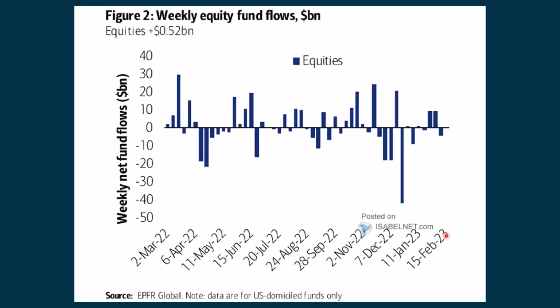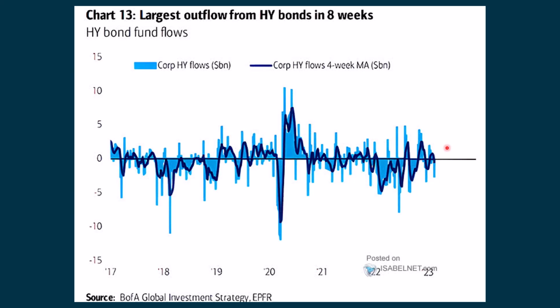This chart is suggesting the weekly equity fund flows are decreasing. There's less money going into the market to buy stocks. This chart also says that this is the largest outflow of high yield bonds in 8 weeks.